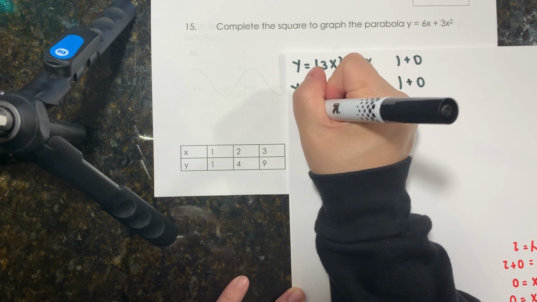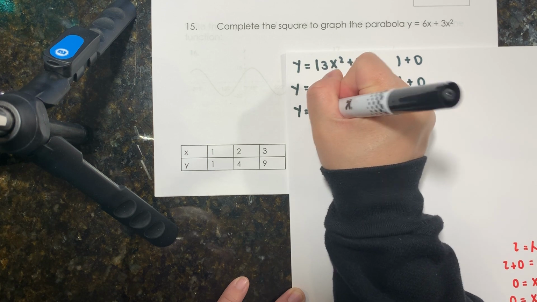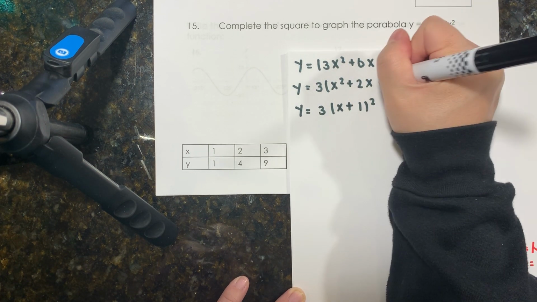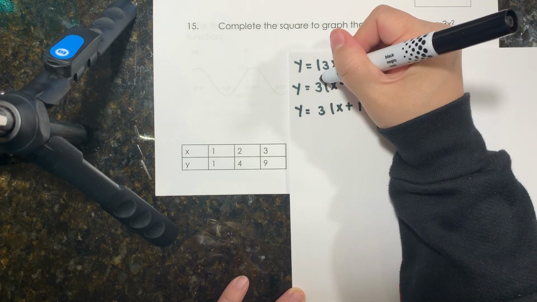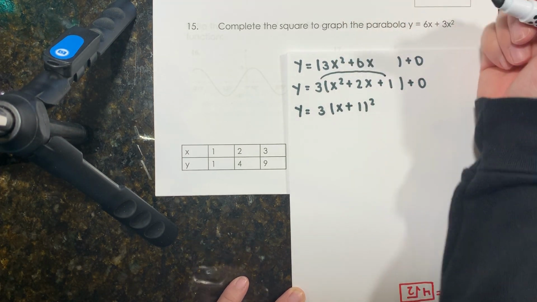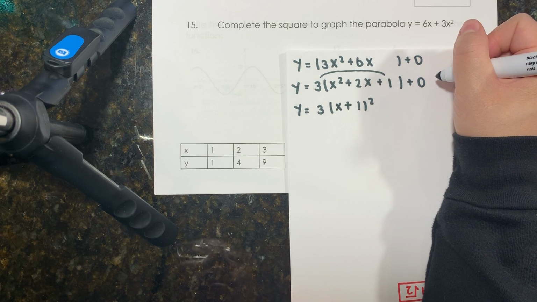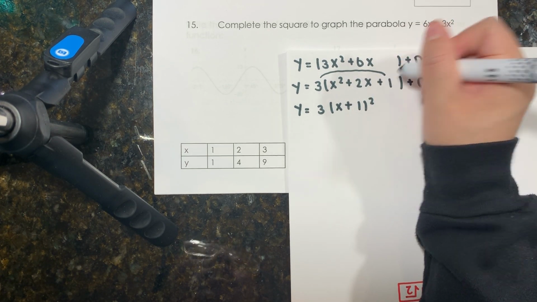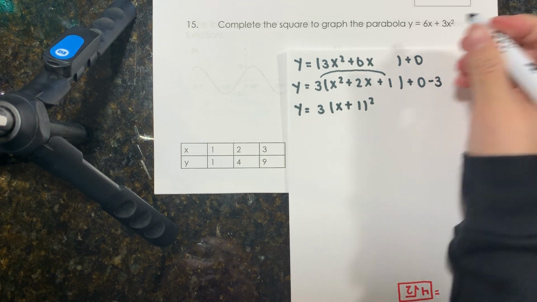Now when I take half the term that's attached to x, half of 2 is 1. But when I square 1, it's still 1. But don't forget that this is actually +3. So on the outside, you do the opposite. So if I add 3, then I'm going to subtract 3 from the outside.